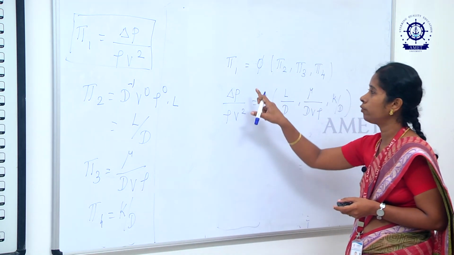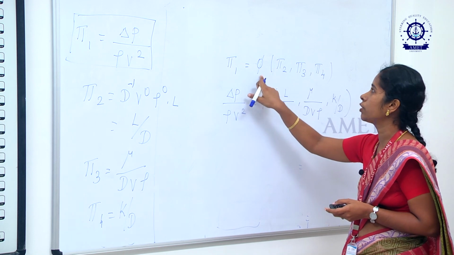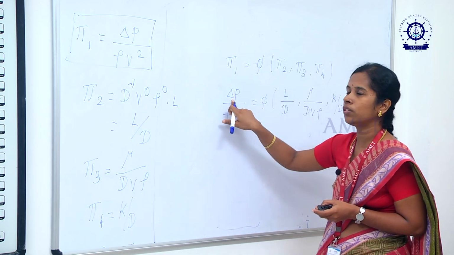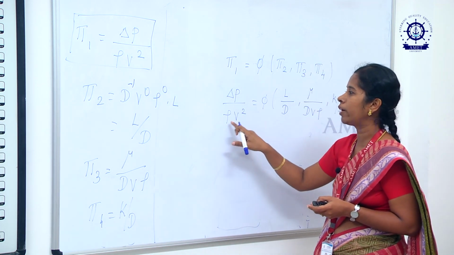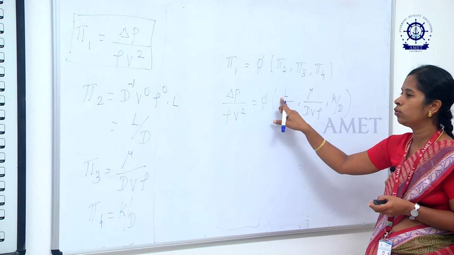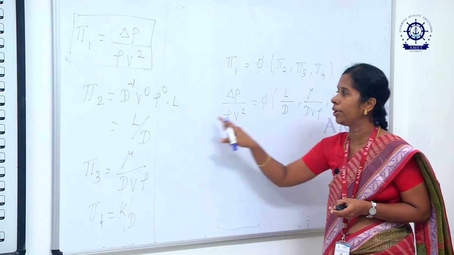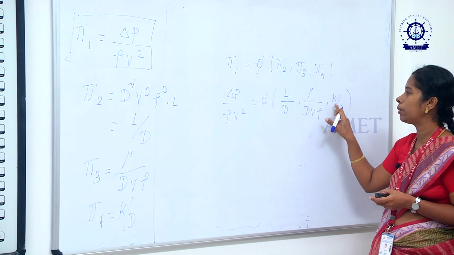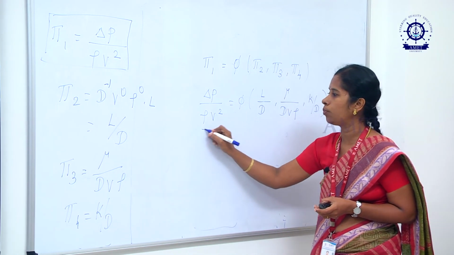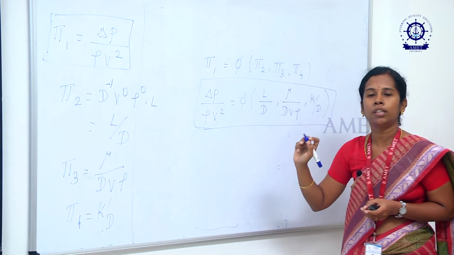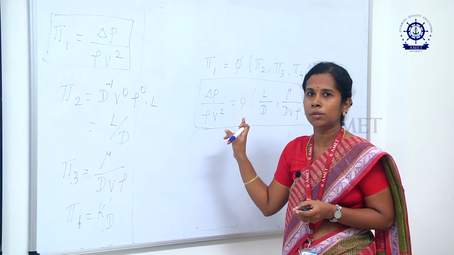And at last you have to say pi 1 is a function of pi 2, pi 3, pi 4. What is the pi 1 term we have got? It is delta p divided by rho v square, which is equal to a function of the pi 2 term we have got, L by d, comma mu by d v rho, comma k by d. So this is the procedure followed to solve any problem using Buckingham's pi theorem.